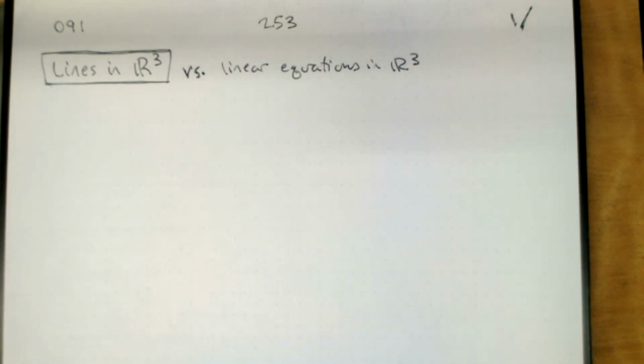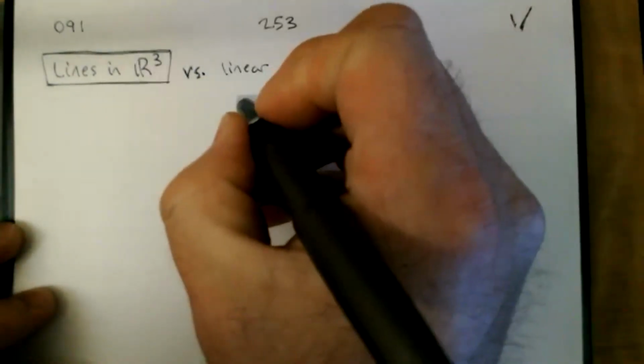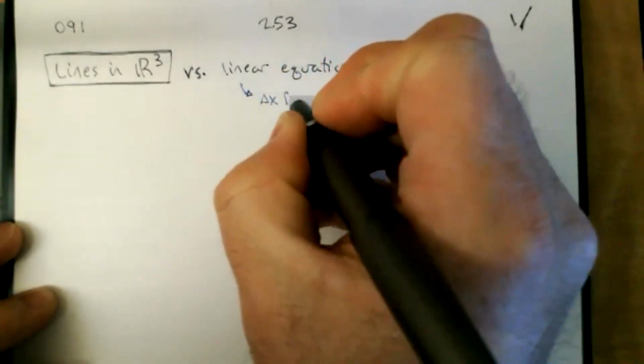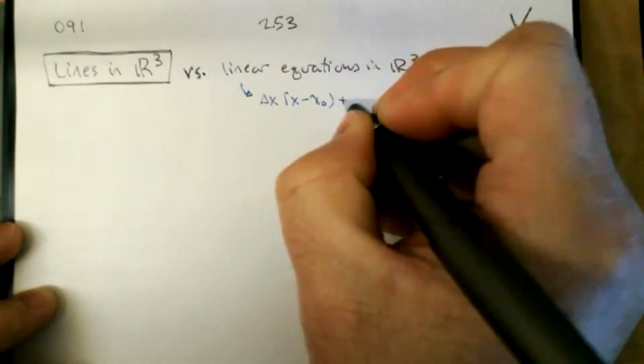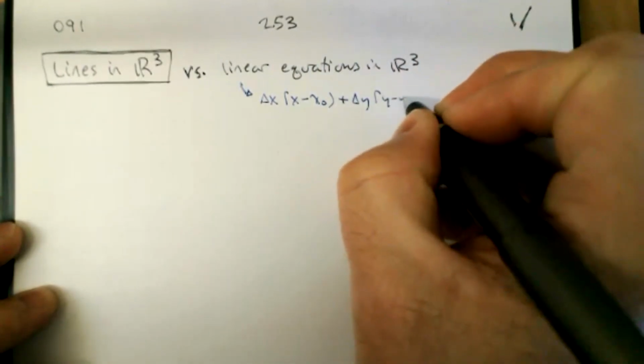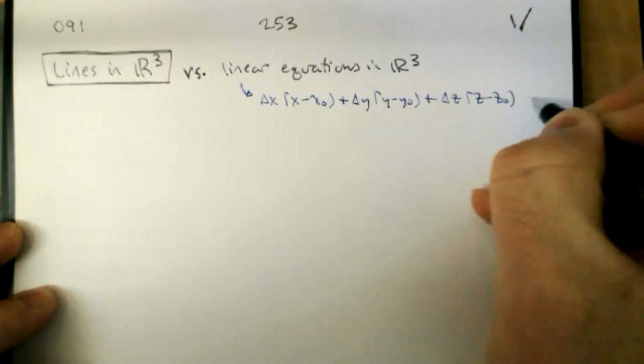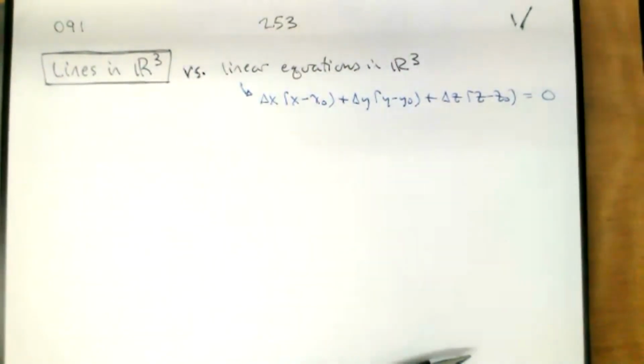We know that if we take a linear equation in R3, let's say some delta x times x minus x naught plus delta y times y minus y naught plus delta z times z minus z naught equals 0, we don't get a line, we get a plane.